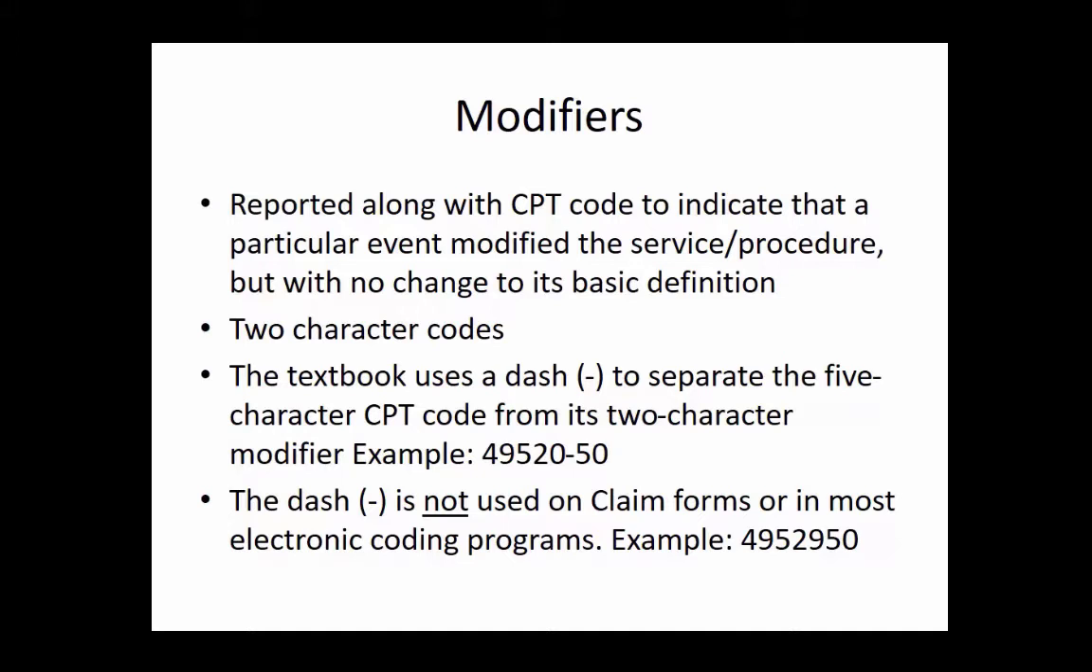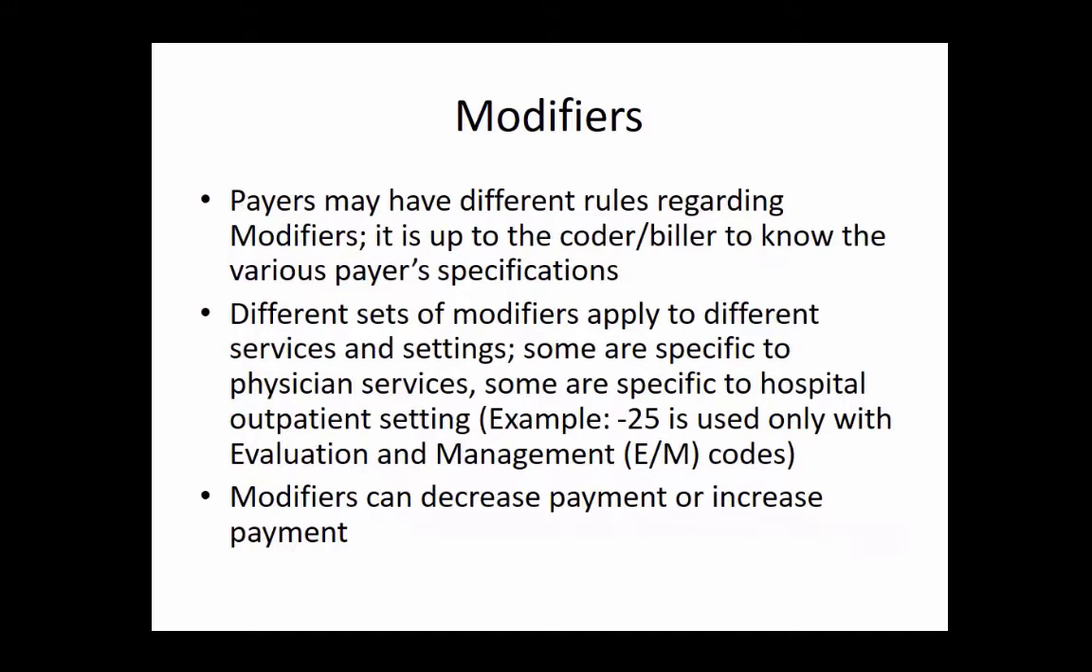In that case, you would see 49529-50. Everyone knows the first 5 characters are the CPT code, and the last 2 would be the modifier. Payers have different rules regarding modifiers, and it really is up to the coder or the biller to know each payer's specifications, what will and will not trigger an edit or a denial.